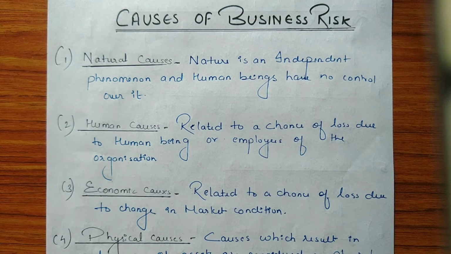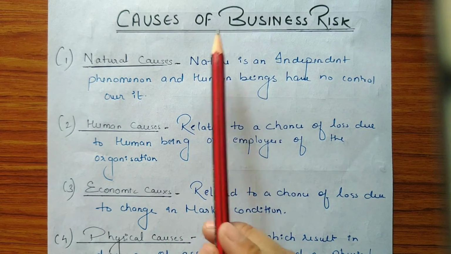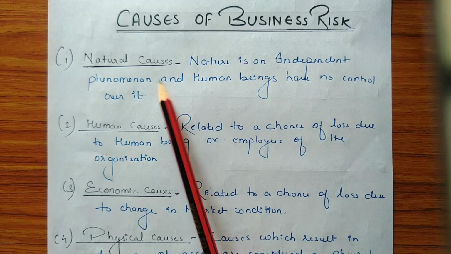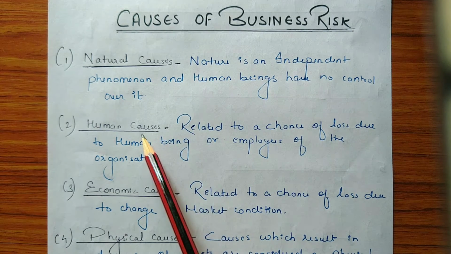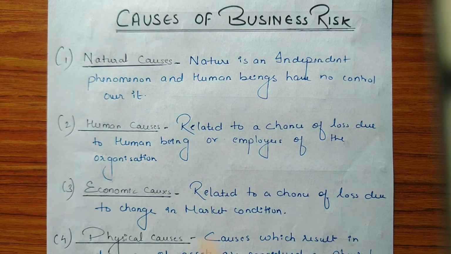Hello everyone. In the previous session we discussed business risk and the nature of business risk. Now in this session we will learn about causes of business risk. Basically there are four causes of business risk, that is natural causes, human causes, economic causes and physical causes.